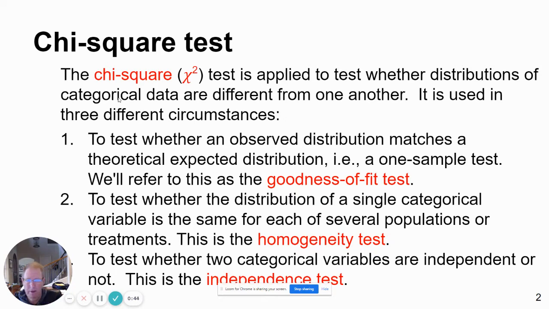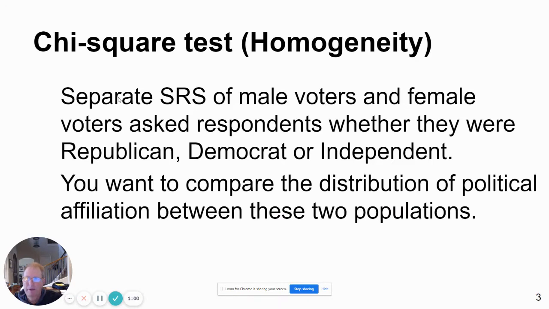So let's begin with the chi-square test of homogeneity. This is a test to determine whether the distribution of a single categorical variable is the same for each of several populations or treatments. Suppose we take a simple random sample of male voters and a simple random sample of female voters. So we are stratifying by gender and taking two samples here. And then we ask the respondents whether they were Republican, Democrat, or Independent. You want to compare the distribution of political affiliation between these two populations.